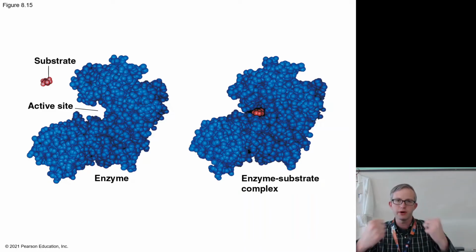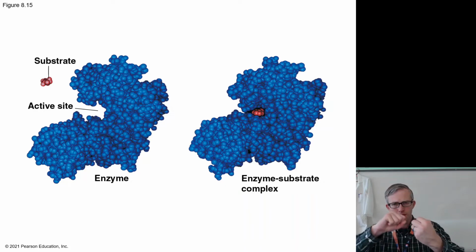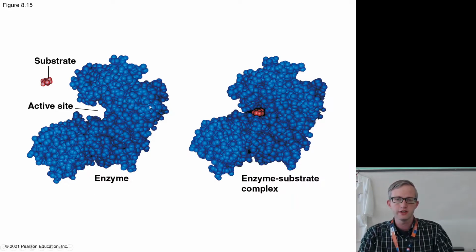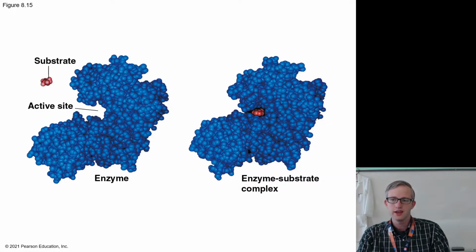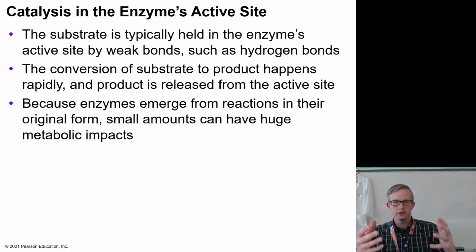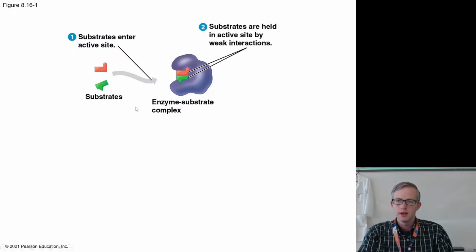But as soon as that substrate breaks into its products, if this is something that's being broken down, maybe through hydrolysis, those products, with the broken bonds and shifted movement, now have a different chemical profile than the substrate did. And so the product is not going to have the same affinity for the active site that the substrate did. And so the product ends up being released very, very quickly, which then returns the enzyme to its initial shape, ready to grab onto the next substrate. So because enzymes emerge unaffected and back in their original form, a small amount can have a pretty huge metabolic impact within a cell.